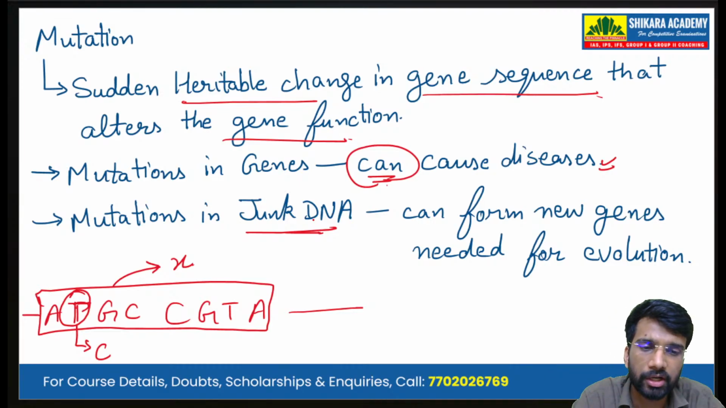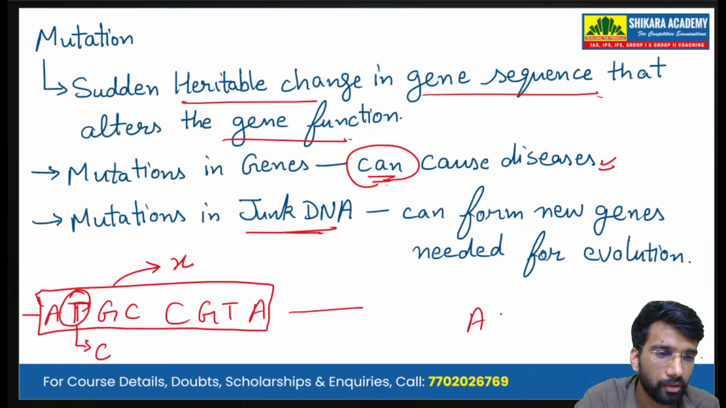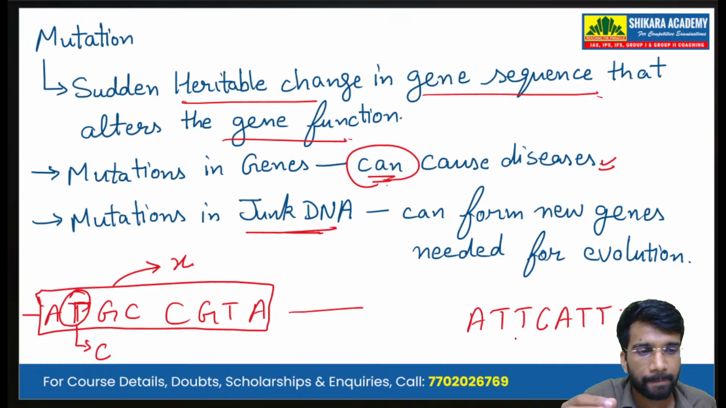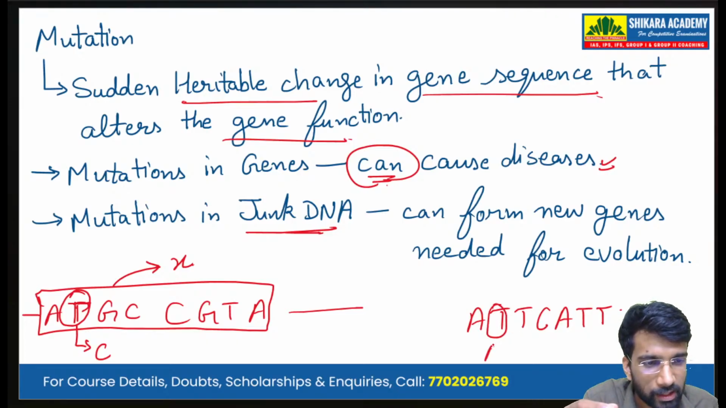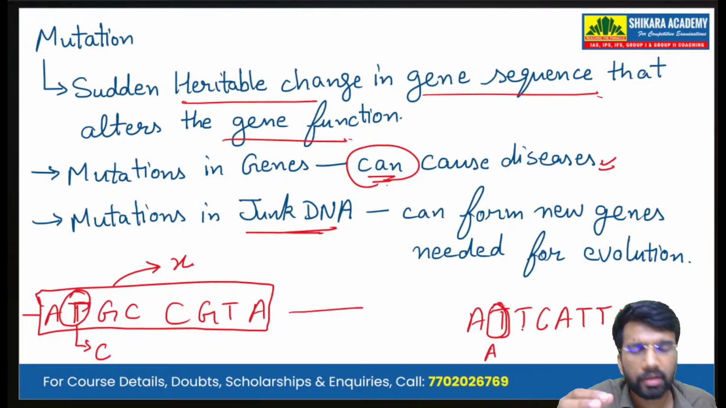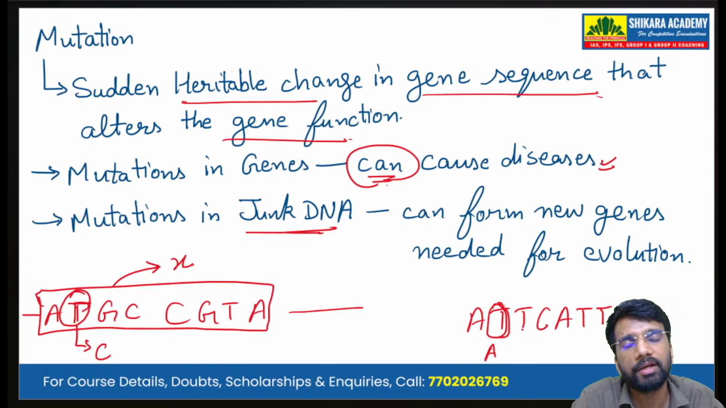Now, if in the junk DNA, for example, if this is the junk DNA and this T gets replaced by a sudden random heritable change, and the DNA has replicated itself.